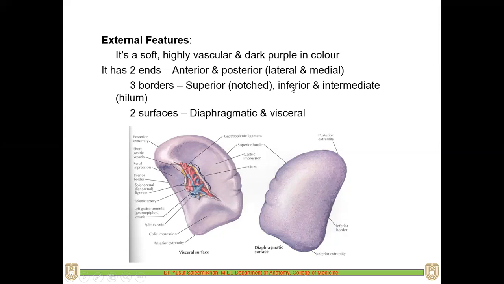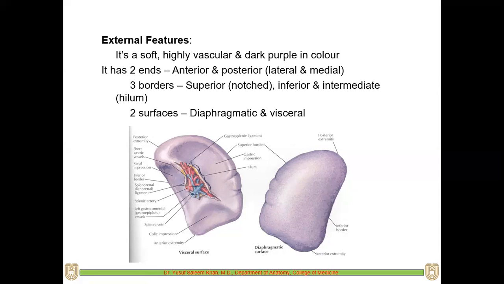Then we have the inferior border, which you can see here. Then we have the hilum. What is the hilum? It is the root of any organ, where the structures enter or come out. This is called the hilum of the spleen.